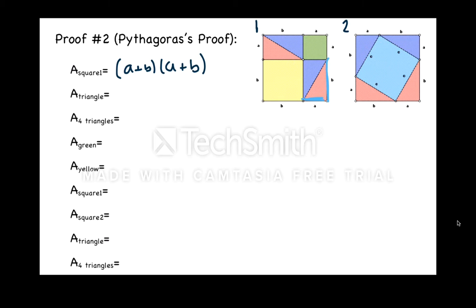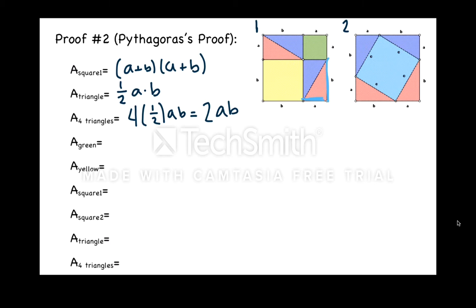Once again, just like in the first proof, the area of this triangle is 1/2 times the base times height, which would be a times b. And there are 4 triangles in this square, so we want to know what the area of all 4 triangles is. So once again, I'm going to multiply the area of one triangle times 4. And once again, this will simplify down to 2ab.